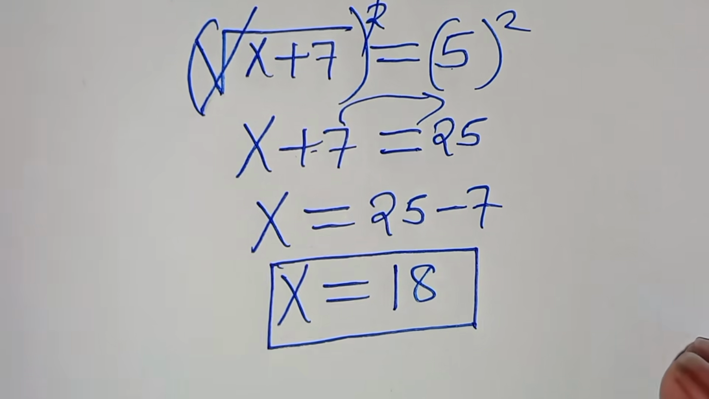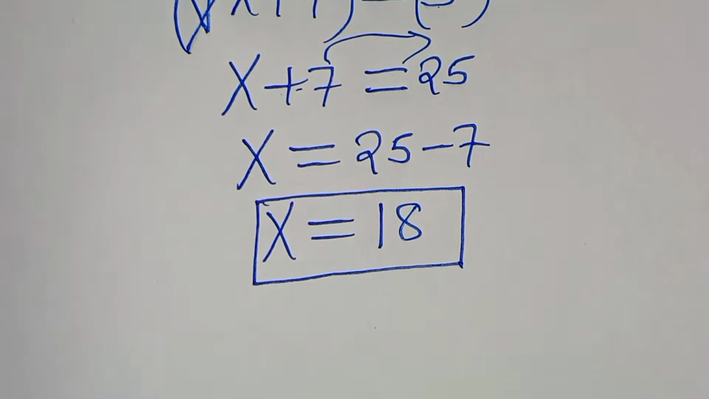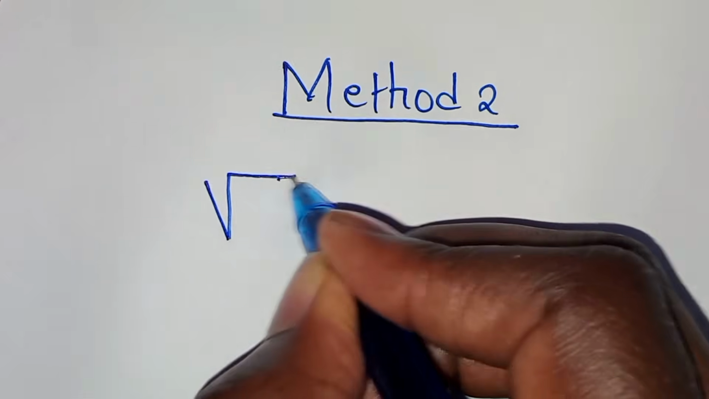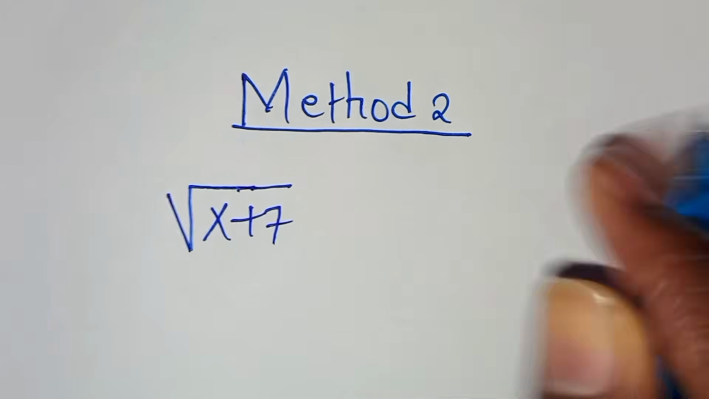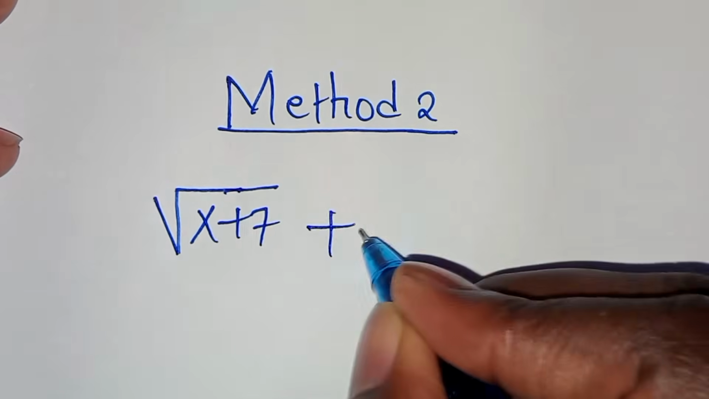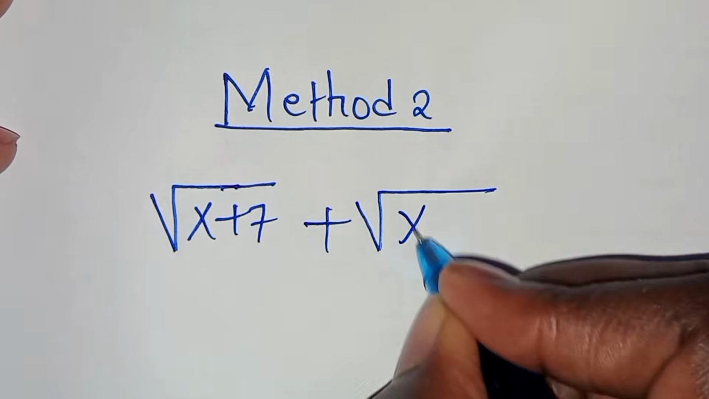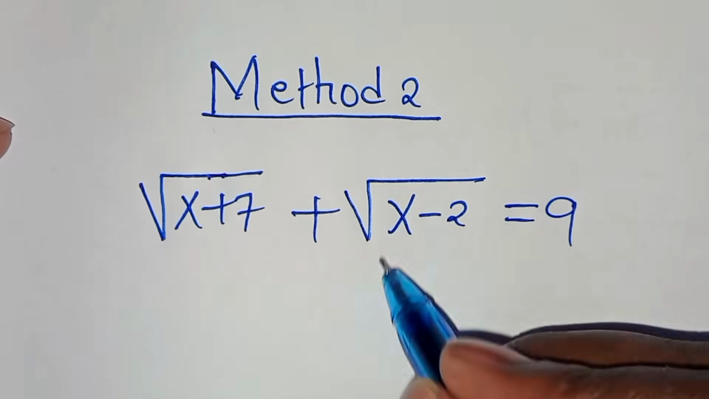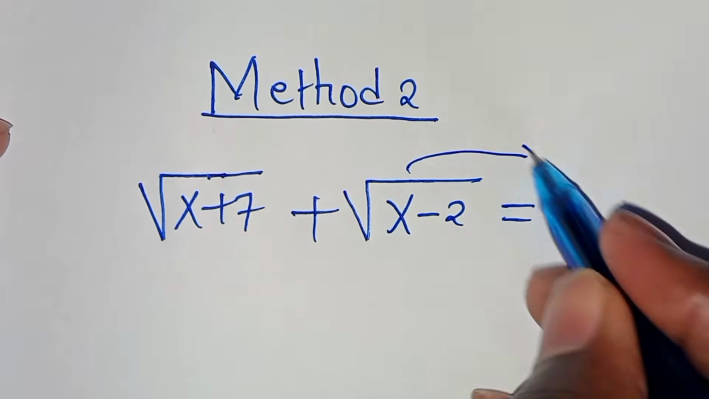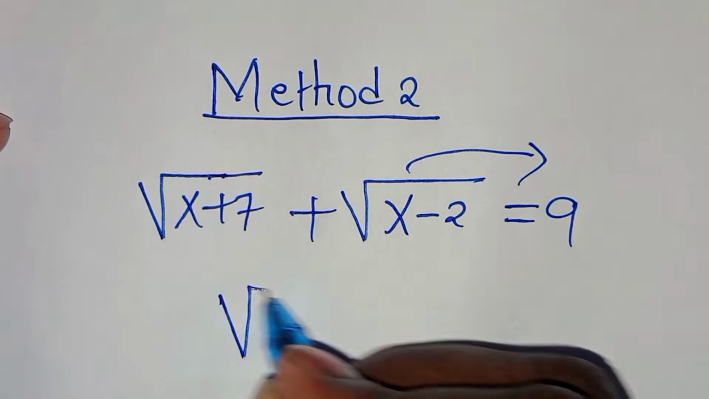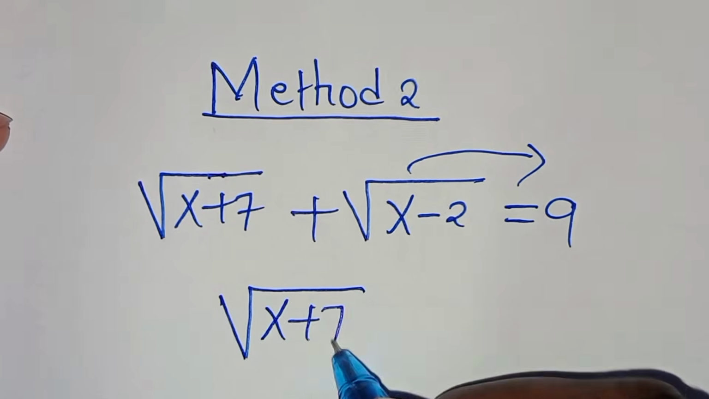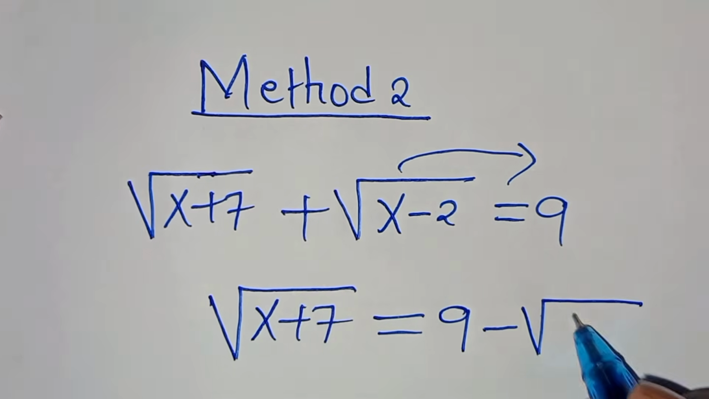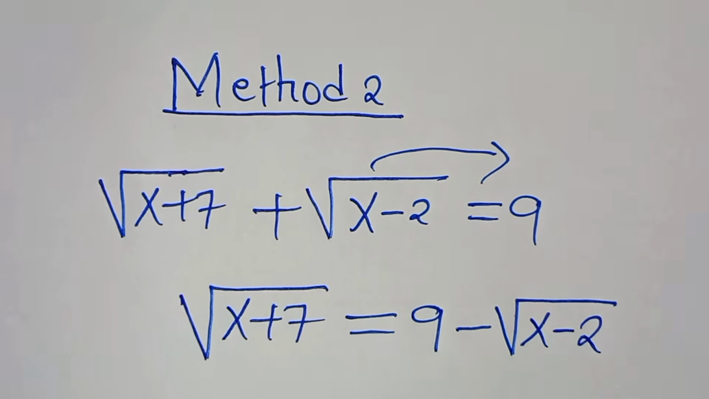So let's proceed to method 2 from here. In method 2, we have the square root of x plus 7 plus the square root of x minus 2 equal to 9. Now let's take the square root of x minus 2 to the right hand side. So we have the square root of x plus 7 is equal to 9 minus the square root of x subtract 2.